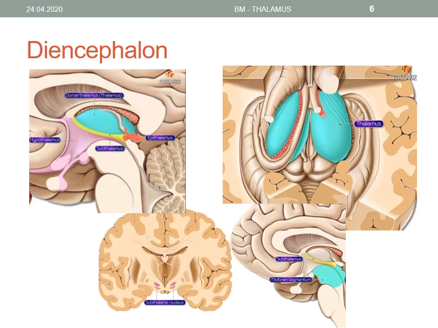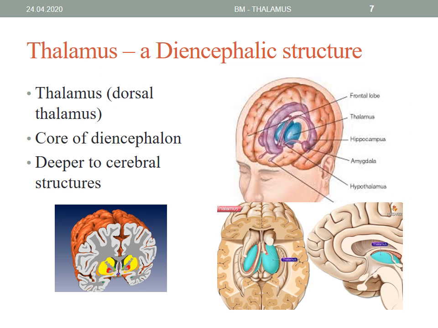This slide shows the diencephalic structure. The blue one is the thalamus. Posteriorly, what we have is that orange structure which is epithalamus. Below here the green structure is the subthalamus, and the floor of the thalamus consists of the hypothalamus, which is lavender in color. So thalamus is a diencephalic structure. It is present in the core of the diencephalon, deeper to the cerebral structures.